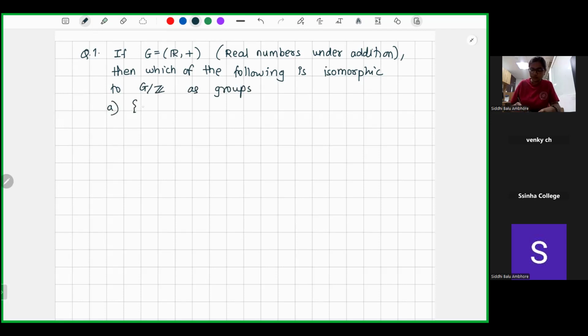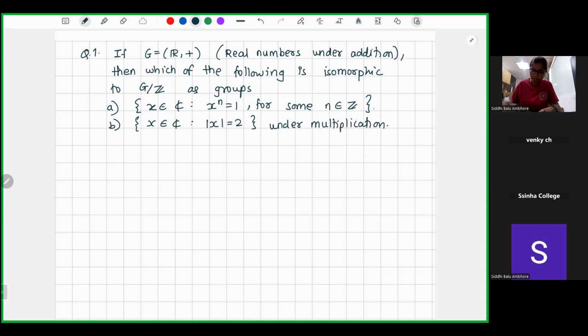The first option is: the set of x in C such that x to the power n is 1 for some n in Z. B is the set of x in C such that modulus of x is 2, under multiplication. C is the set of x in C such that modulus of x is 1, under multiplication. And D is G quotiented by Q.